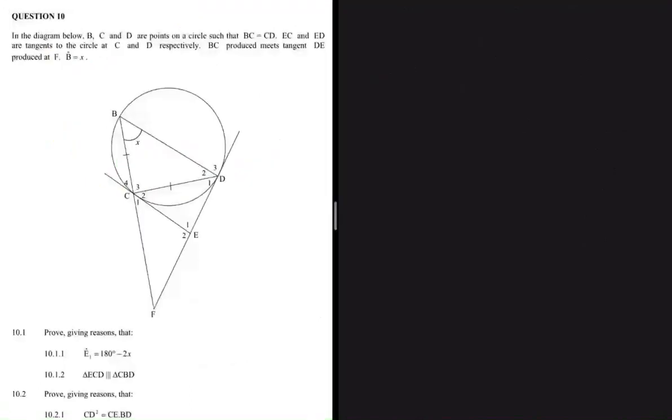When we did questions 8 and 9, we realized that you can answer all the questions using only the keywords in the statement. So we're going to try and apply the same idea to this question. So it says that in the diagram below, B, C, D are points on a circle such that BC is equal to CD, EC and ED are tangents, right? So tangent is a keyword because we have a theorem that talks about tangents, the tan-chord theorem, right?